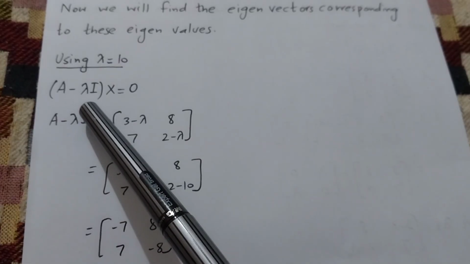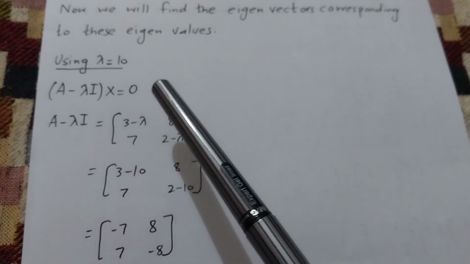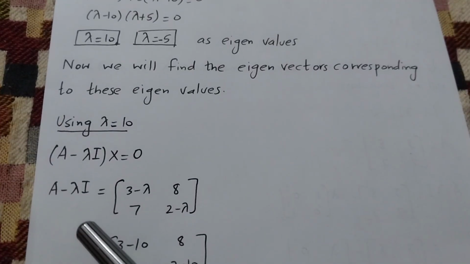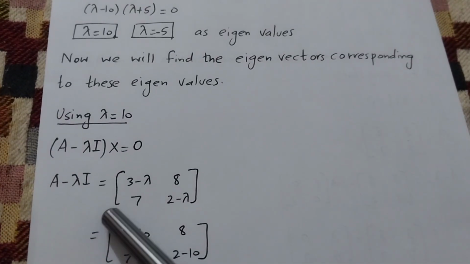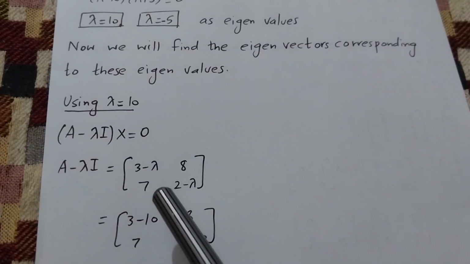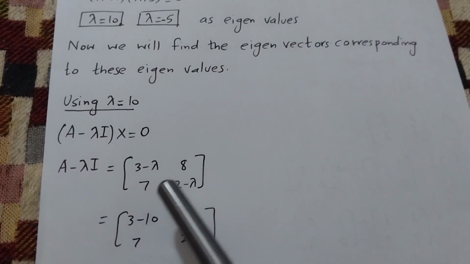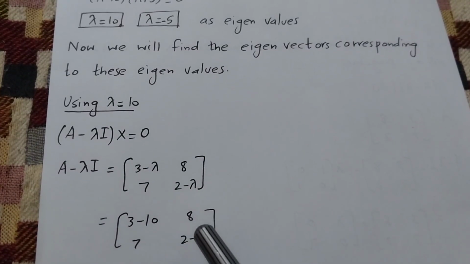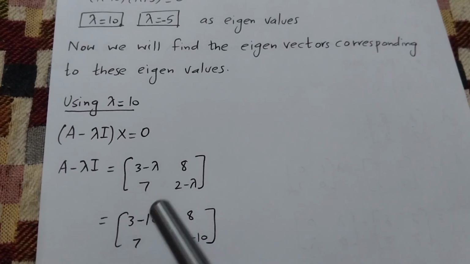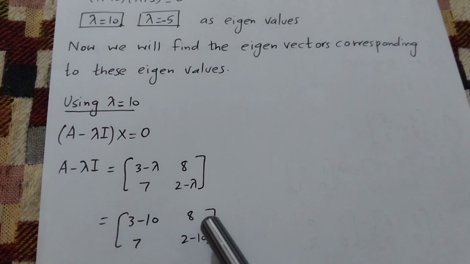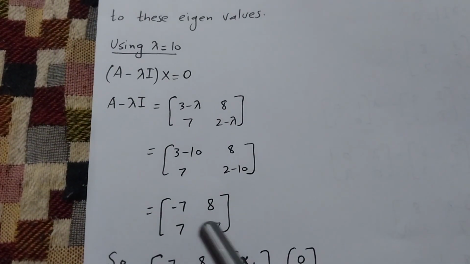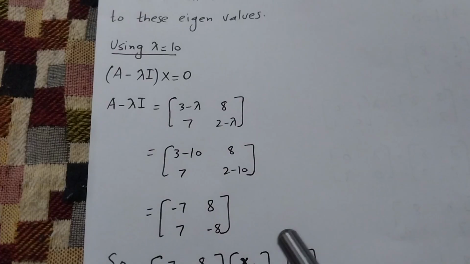and we had this equation. We have seen this equation before: A minus lambda I into x is equal to 0. So A minus lambda I for lambda is equal to 10 will become, A minus lambda I was 3 minus lambda, 8, 7 and 2 minus lambda. We just need to plug the value lambda is equal to 10 here. So 3 minus 10, 8, 7, 2 minus 10. So we get A minus lambda I is equal to minus 7, 8, 7, minus 8.